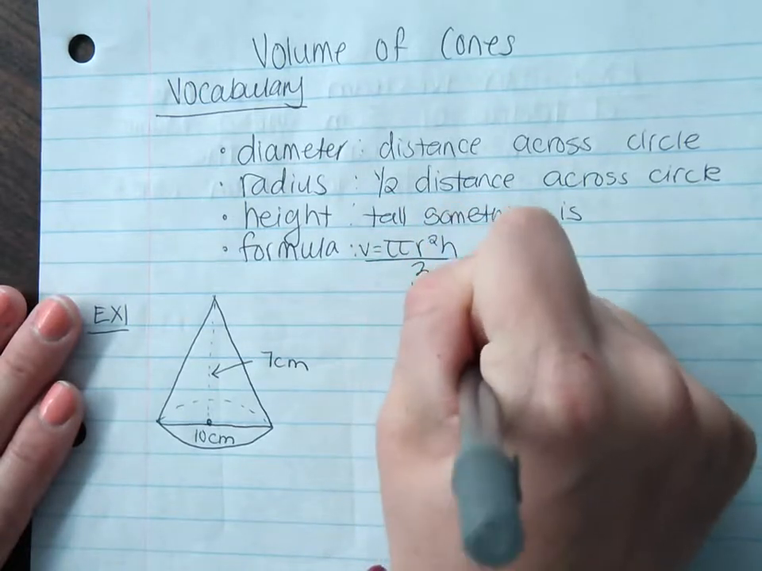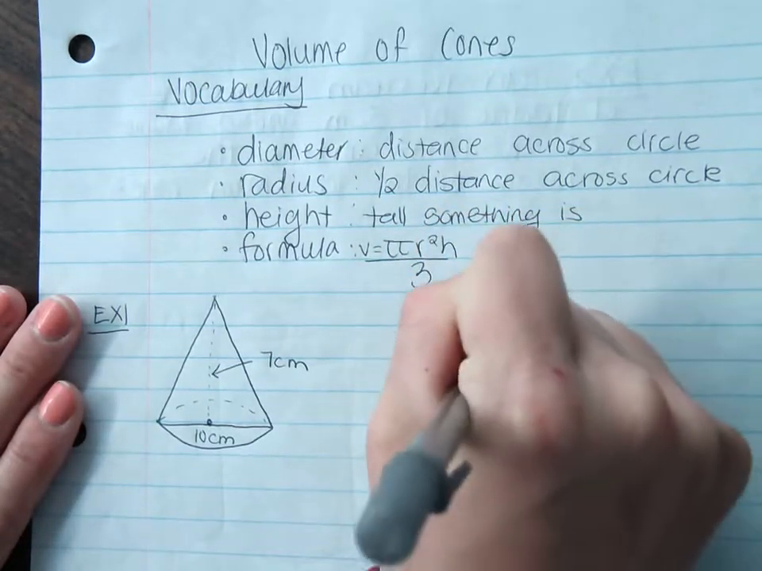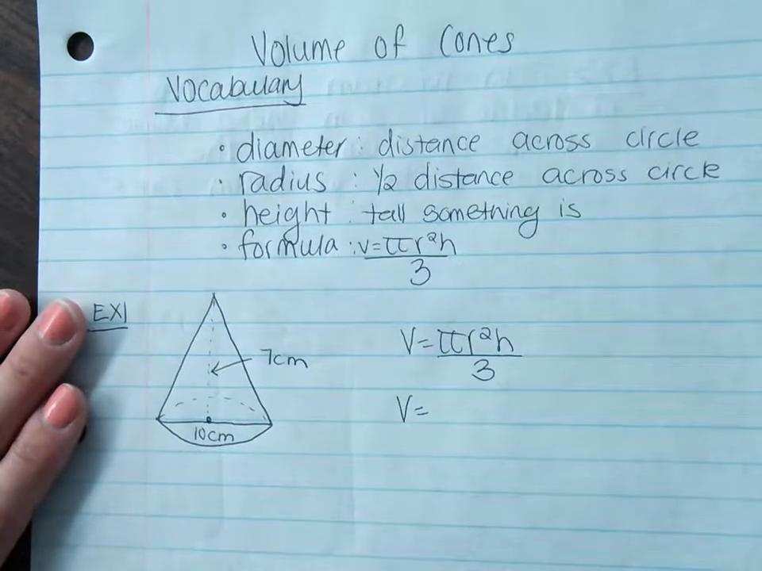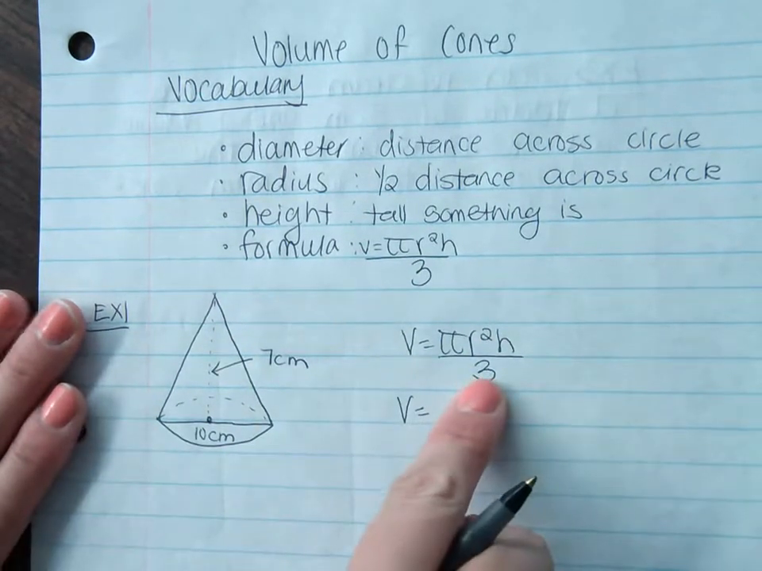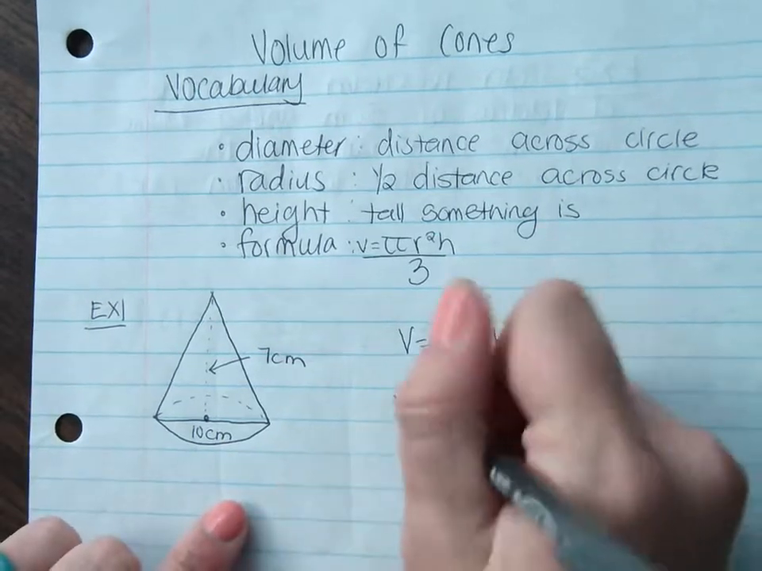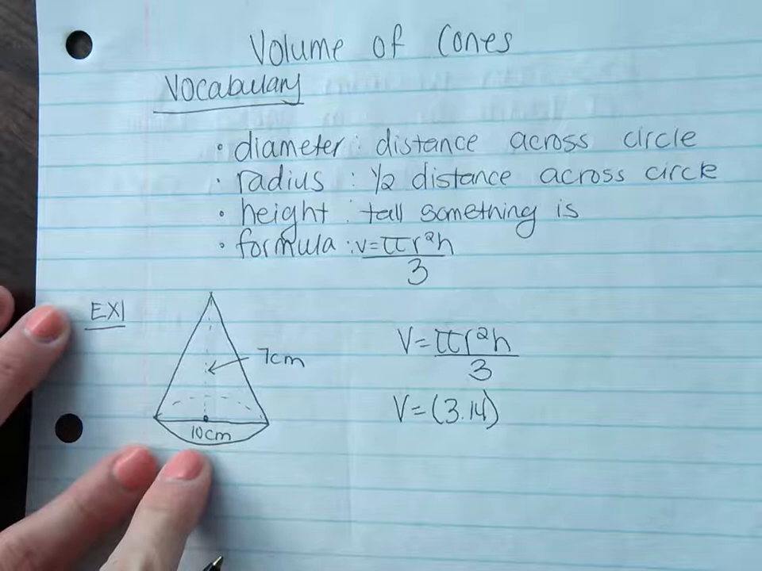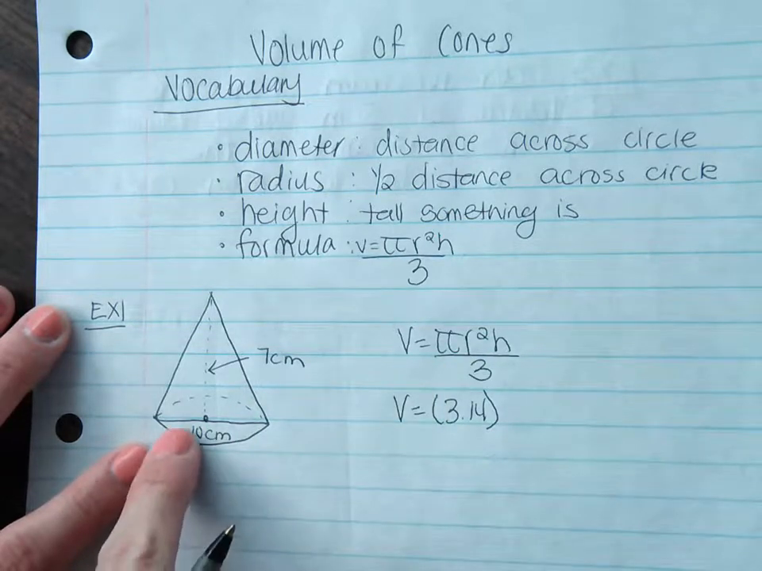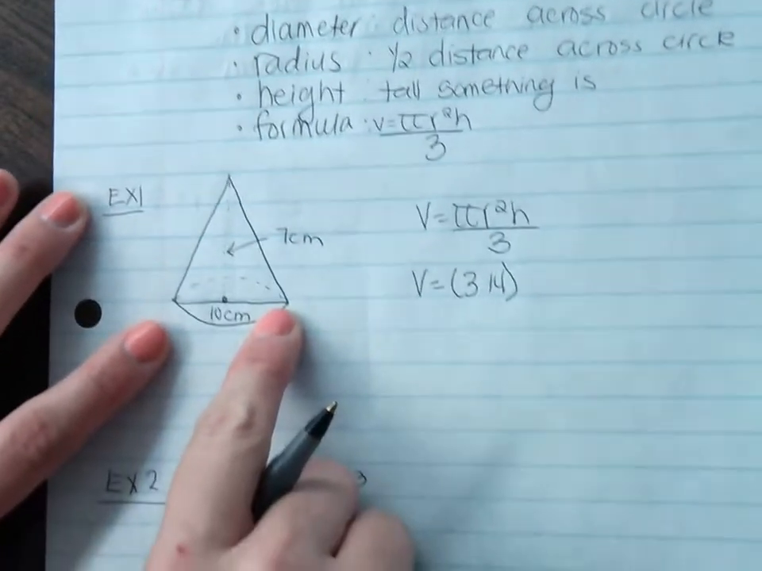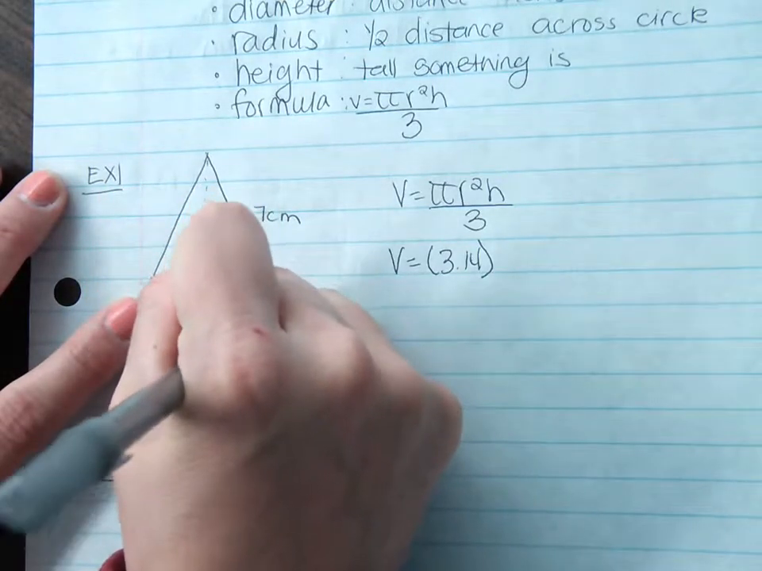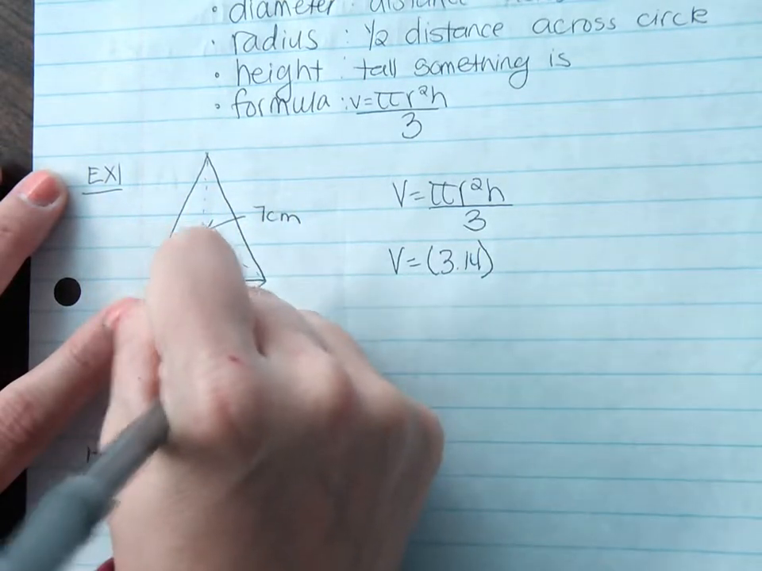So we write down our formula: pi r squared height divided by 3. The only difference between this and the last one is we're adding one additional step by dividing by 3. So we know pi is 3.14. I need to know the radius. We've been given a diameter because that's the distance all the way across the circle. So that would make my radius half of the diameter.